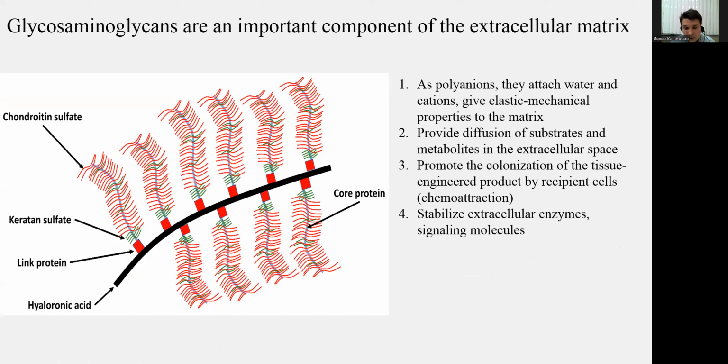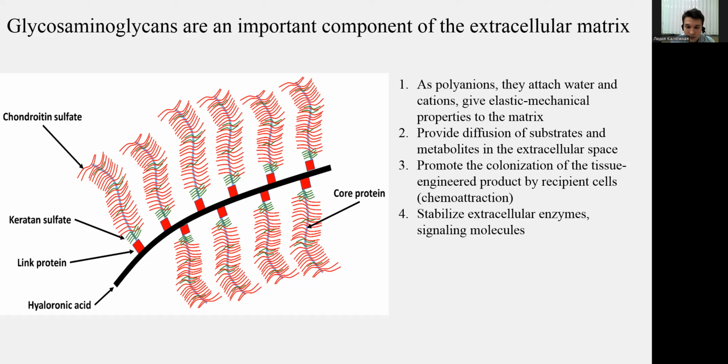Glycosaminoglycans perform many functions in the extracellular matrix. The figure shows a model of a proteoglycan aggregate, one of the forms of glycosaminoglycan existence in complexes with proteins. As polyanions, glycosaminoglycans attach water and cations, maintaining tissue hydration and osmotic equilibrium. As an important structural component forming the matrix structure, glycosaminoglycans contribute to the diffusion of nutrients and metabolites in the extracellular space.